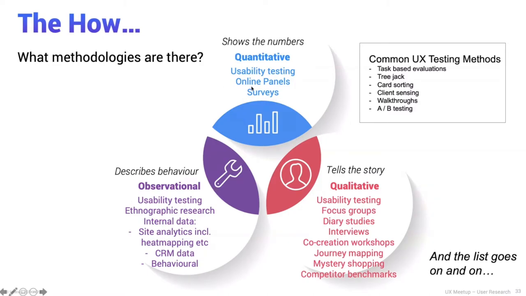So obviously from quantitative, you've got your usability testing, you've got online panels and surveys. I know usability testing is mentioned in all three: qualitative, observational, and quantitative. That is not a mistake. That is supposed to be like that. There are a number of factors that go into the methodology you would choose, and I'm going to give you a little bit of an idea of how to go through that process now, a little bit of a funnel or filter.